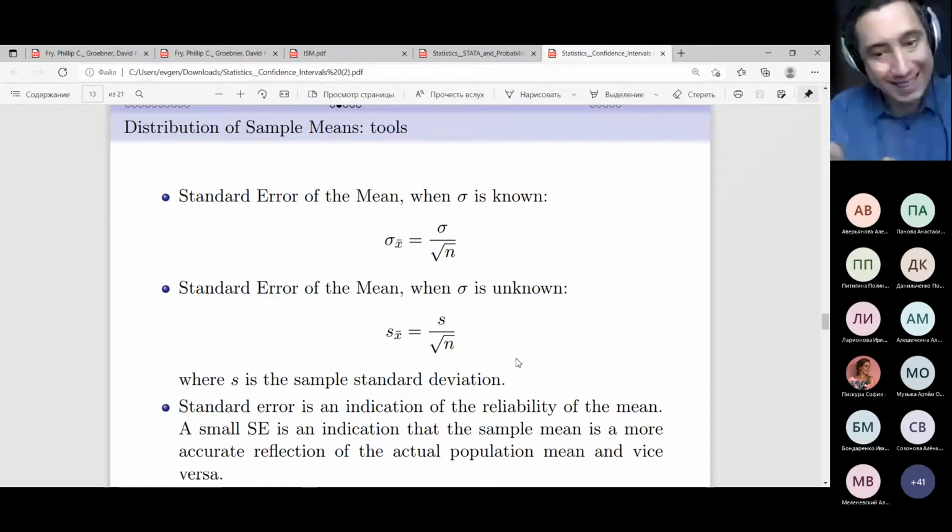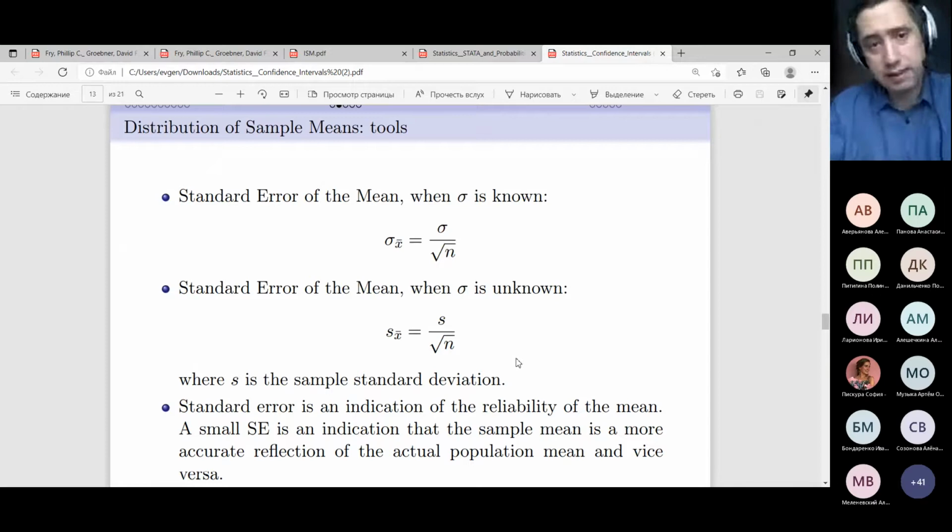So the difference again is simple. Standard deviation is a measure of variability around the sample average. And standard error of the mean is a measure of how precise the sample average is. That's it. Don't be confused with these two indicators.